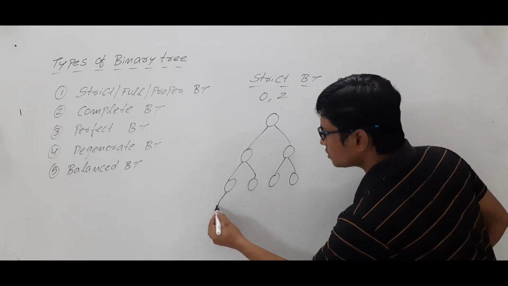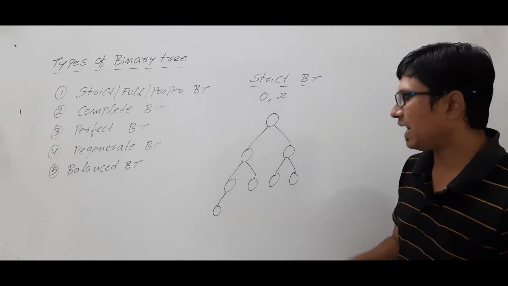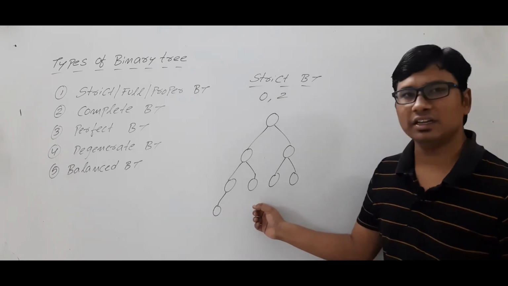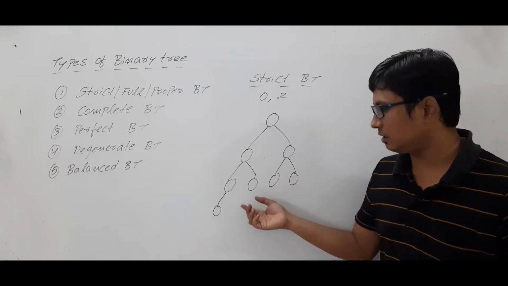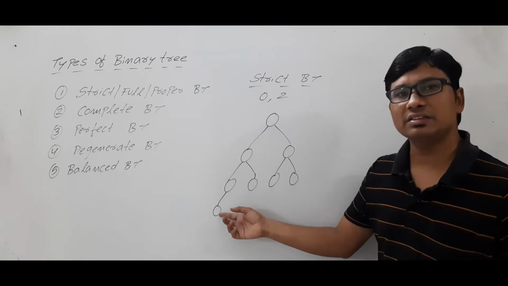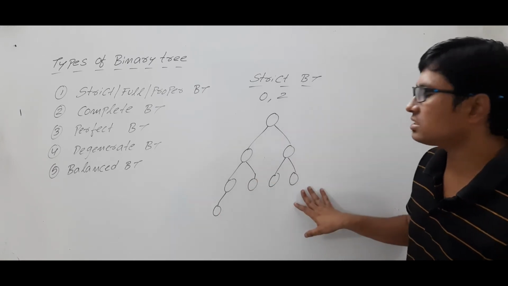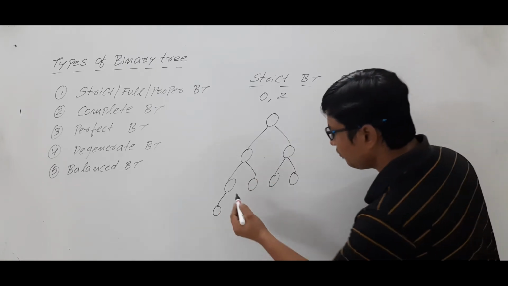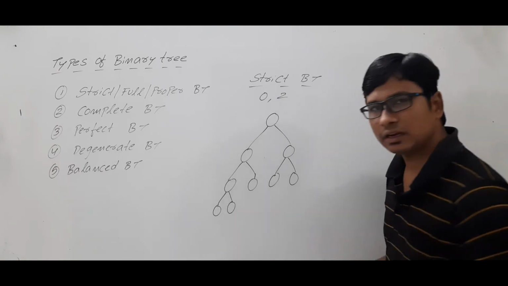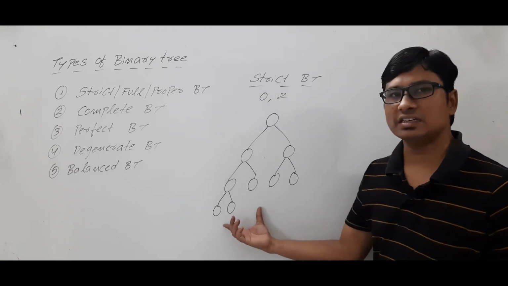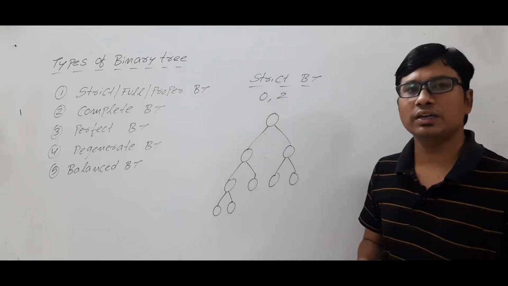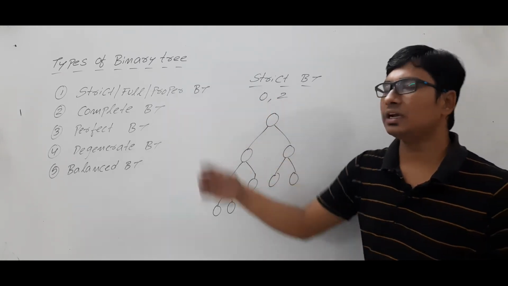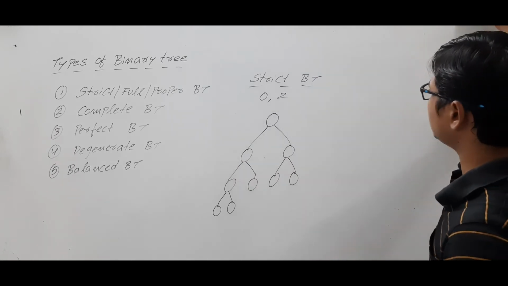Now can I call this one a strict binary tree? No, I cannot. This is a binary tree, but this is not a strict binary tree because this node is having a single child. So this is not a strict binary tree. If I add one more node here, now I can call this a strict binary tree. So I hope you have understood what is a strict binary tree. Now let me discuss what is a complete binary tree.